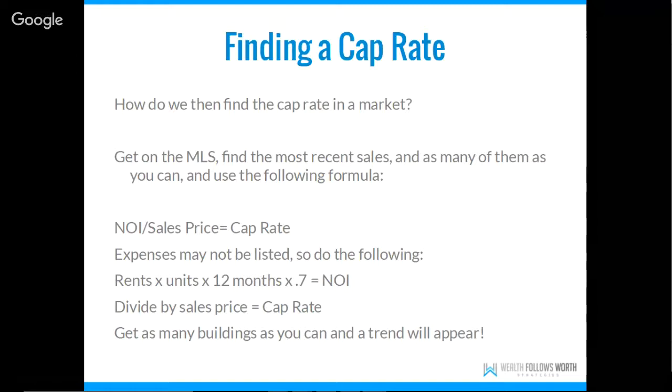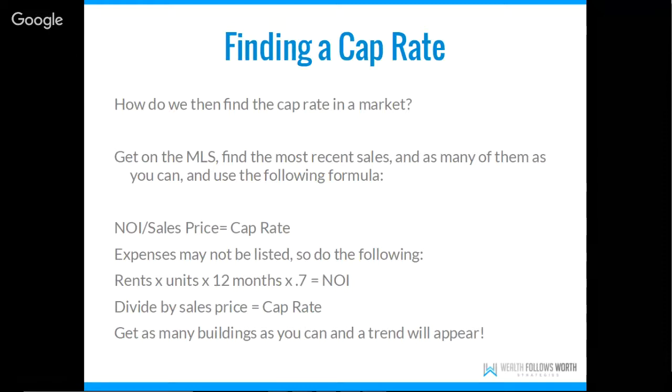Now, one problem investors run into is, say you pulled up an MLS listing of the last 20 plexes that have sold in your marketplace. Oftentimes the full expenses are not listed. So we have a formula for that too. To get the NOI, you take the rents, say they have 20 units, and we'll do an actual example in a minute. Take the rents times the number of units times the number of months times 0.7. The 0.7 represents subtracting 30% for expenses, which is kind of a standard rate. We'll get into that more in a little bit, but that gives you your NOI, or net operating income.